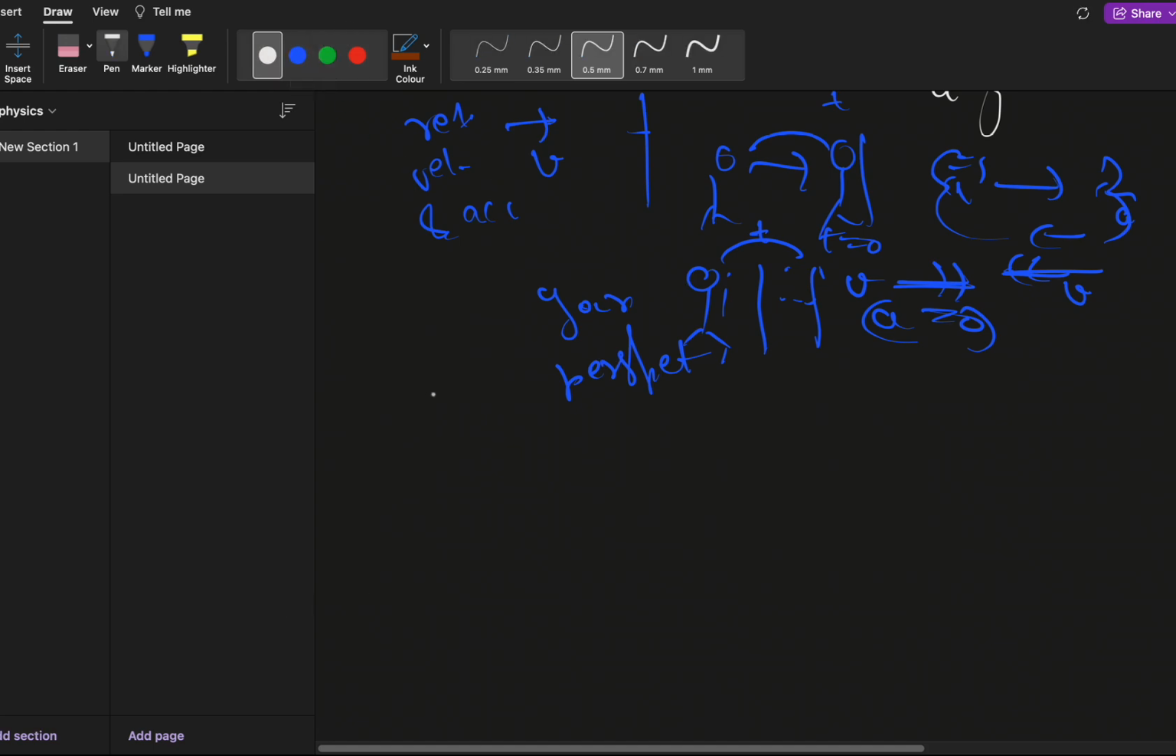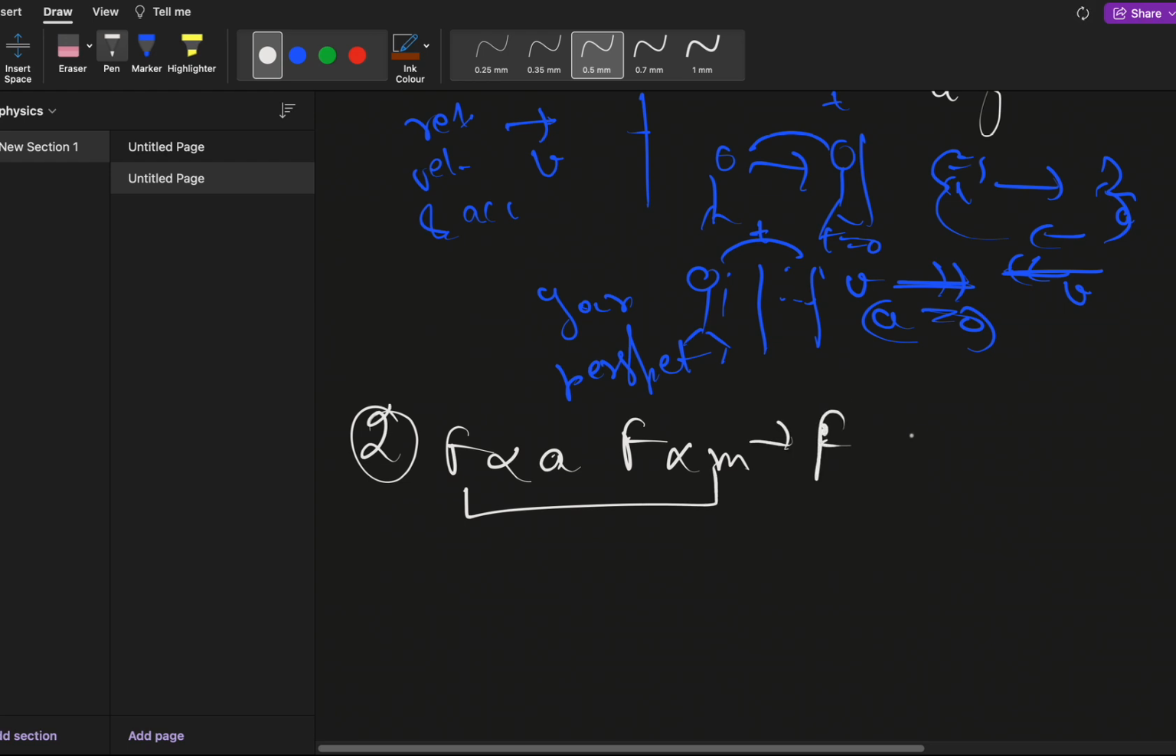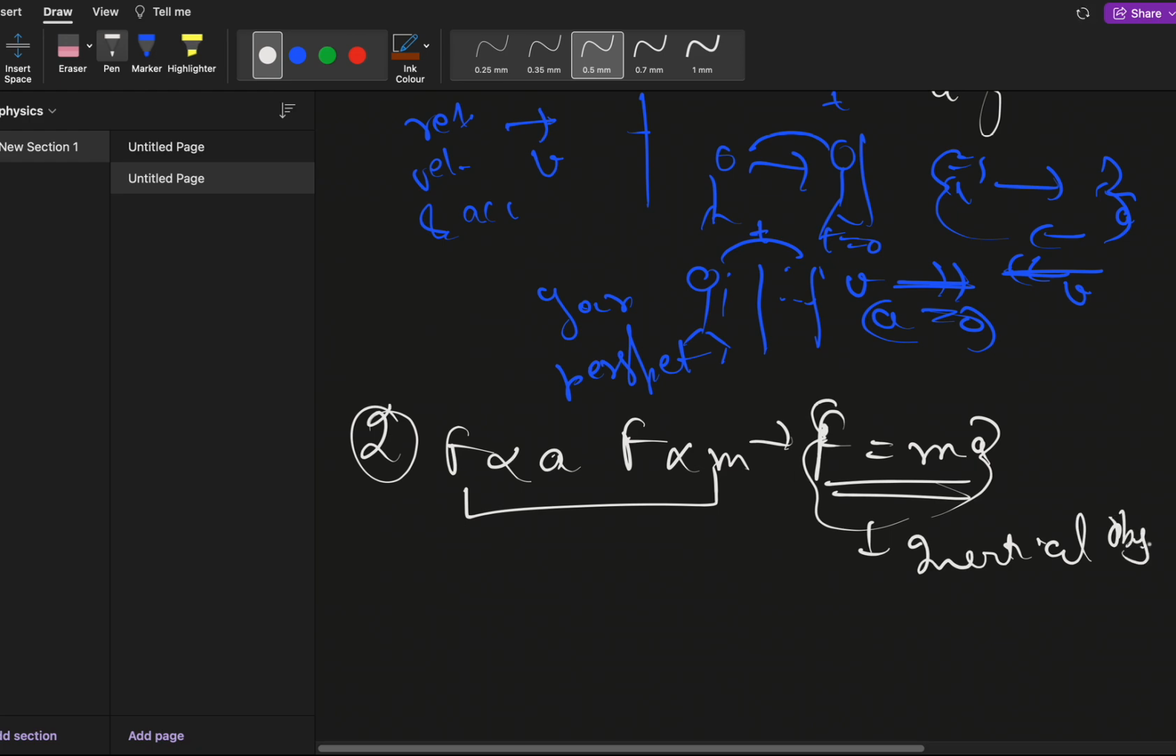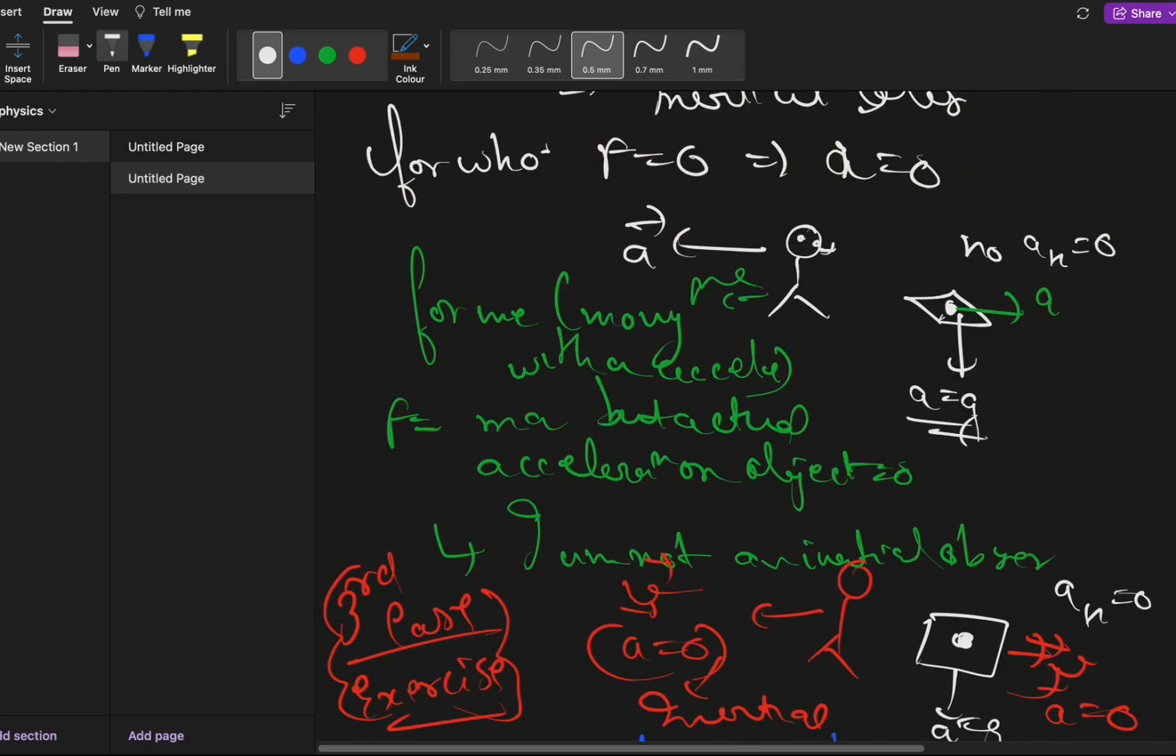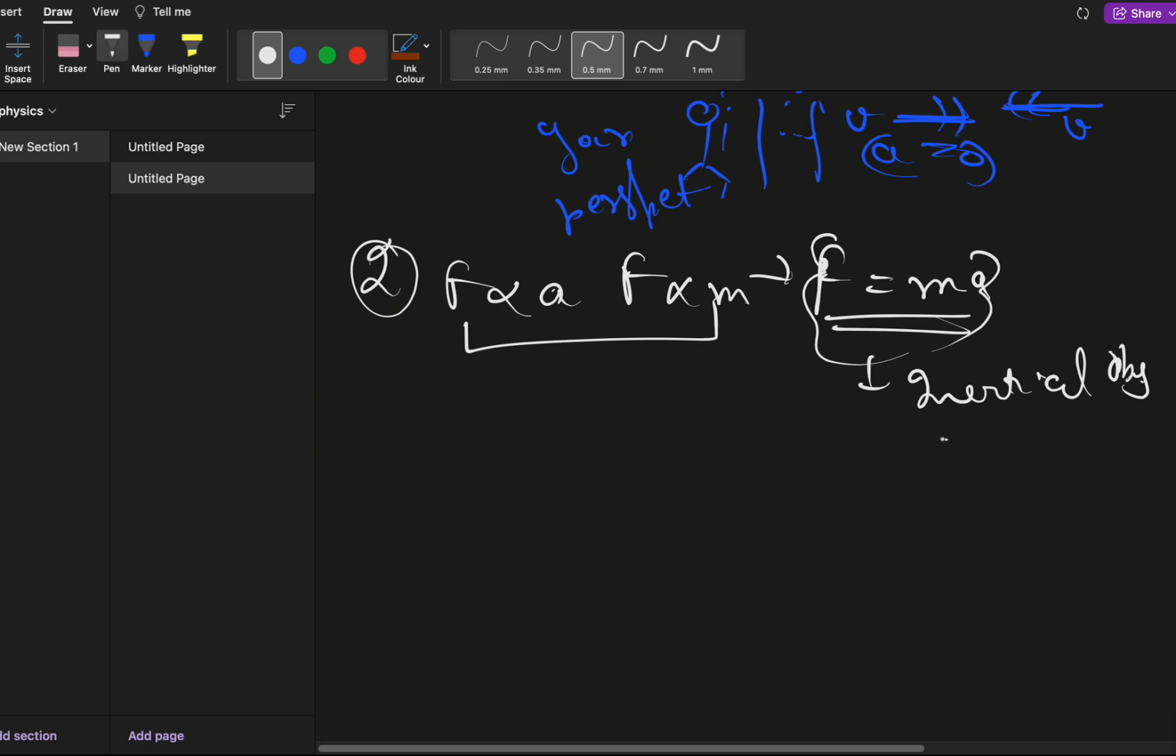Now Newton's second law says F is directly proportional to A and F is directly proportional to M. This is the misconception which we have, but actually we have to interpret F equals ma as being for an inertial observer. We will soon see why it is for an inertial observer. There will be a strict vector treatment of these things, but I don't want to go there. In the next lecture I will derive that.